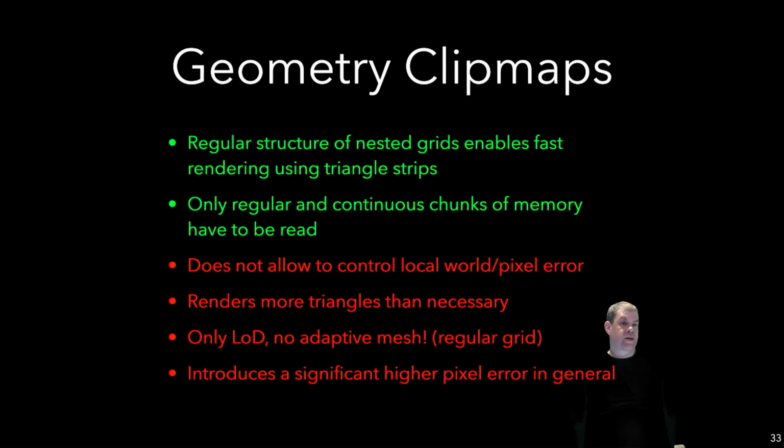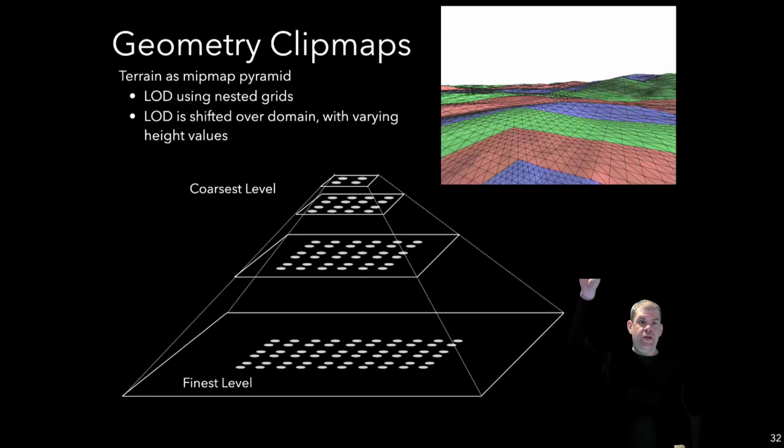Another issue is that it's not adaptive, which goes in the same direction as the number of triangles, and in general it produces a relatively high pixel error. In particular, if you really want to watch the geometry clip map videos, which I think is probably a good idea as a refresher, when you watch those videos, I ask you to look at the horizon.